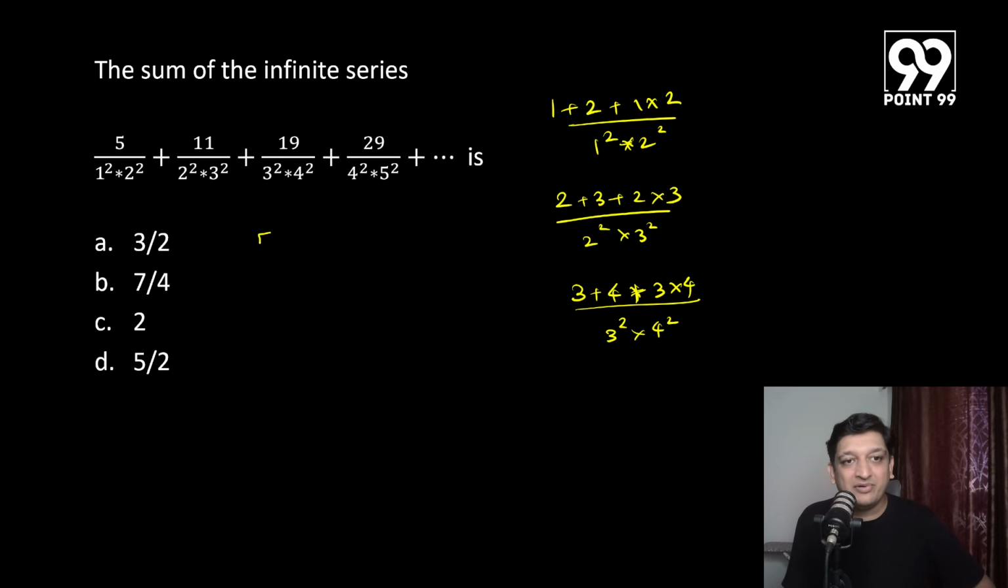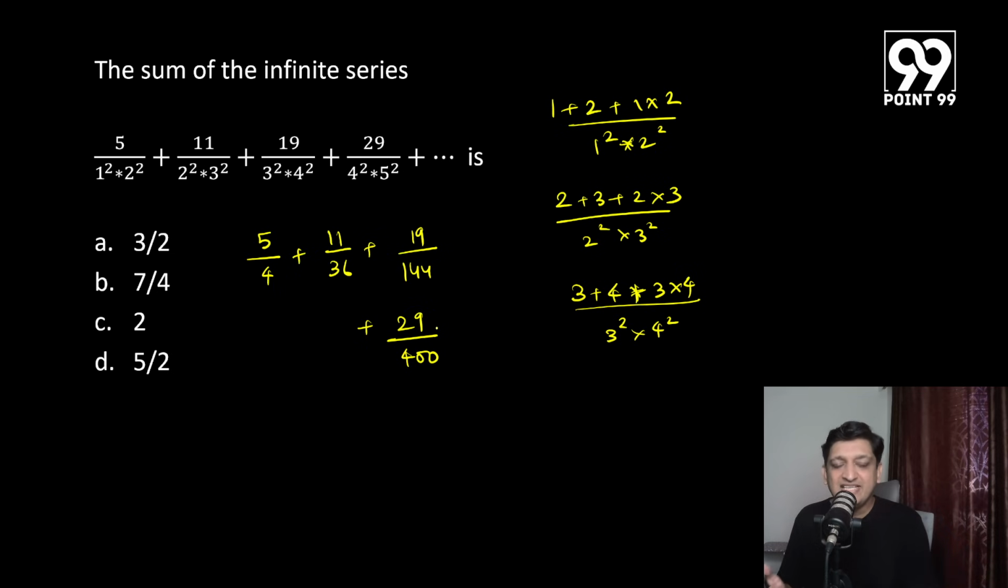So in this context, you are going to get 5 divided by 1 square into 2 square, that is 1 into 4, that is 5 by 4. The second term will be 11 divided by 6 square, that is 36. The third term is going to be 19 divided by 12 square, that is 144. The fourth term is going to be 29 divided by 20 square, that is 400. You will see that the denominator is increasing much faster than the numerator. Now what do you do in this case? You basically look at the terms that we have. 5 by 4, you can use the calculator, but you will get 1.25-ish. 11 by 36, approximately 1/3. So 0.3 is what I'm looking at.